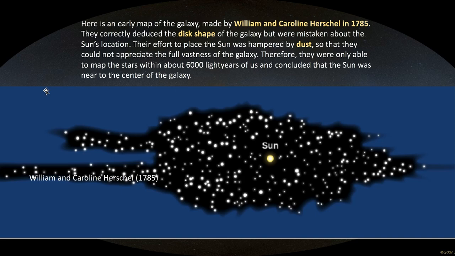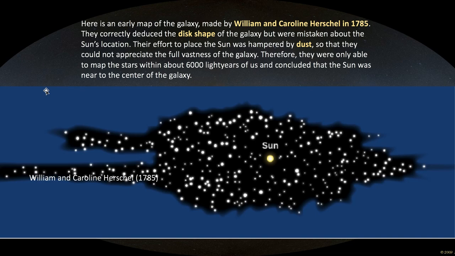Now, if you go back to 1785, William and Caroline Herschel tried to map out the stars in the Milky Way and figure out where we were in it. Now, they did have a limitation, and that's that they could only really see the stars that were within about 6,000 light years.